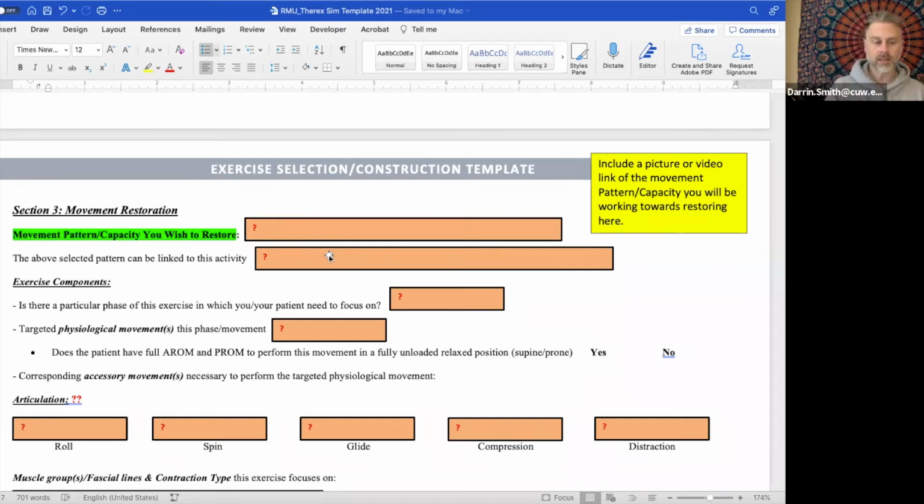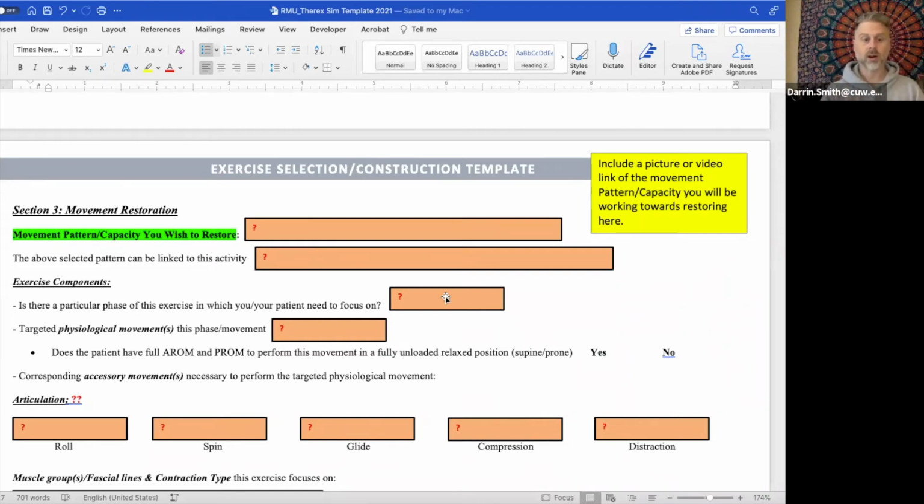So when we're looking at this, is there a particular phase of this exercise or movement pattern or movement capacity that you want to restore? And in this case, let's say that when the person goes down into the squat, they really tuck under pretty quick and they go into lumbar flexion immediately. And we want to have a better squatting form for them so that they're not getting that excessive lumbar flexion and stress in the low back. Okay, so we would say the descent of the squat.